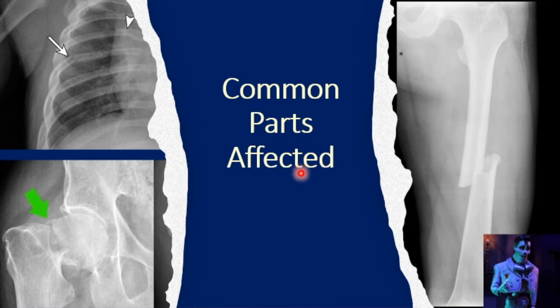Now, what are the common parts affected? The rib, as you can see, where the arrows are pointing, is a fracture of the rib. You can notice that if this is the white line, there's a break in the continuity of the white line. And then your femur, which is commonly affected in the young and middle age. Your hip, by the way, is commonly affected in the elderly. So this is your femoral fracture here. As you can see, there is a cut. This is a complete fracture of your femur, and the bone is already displaced.